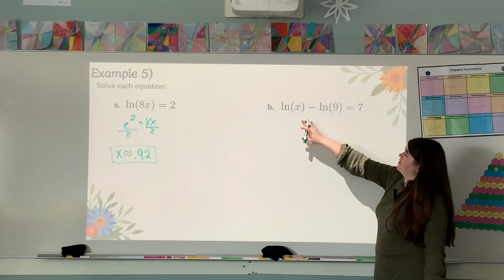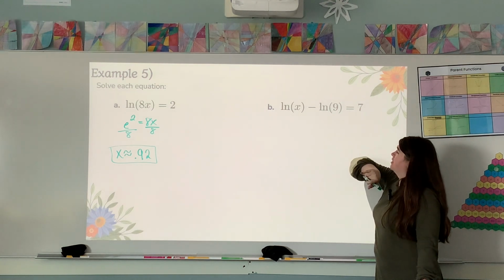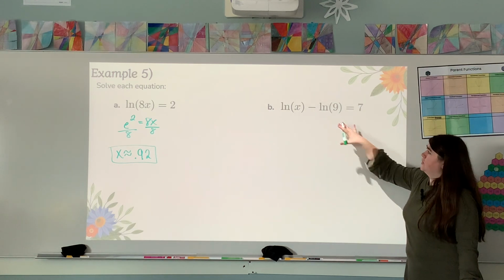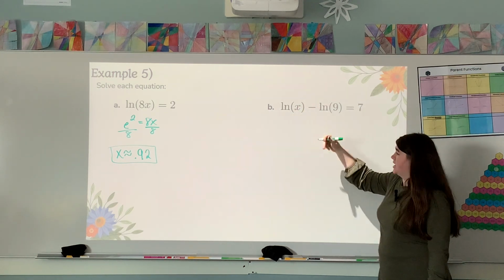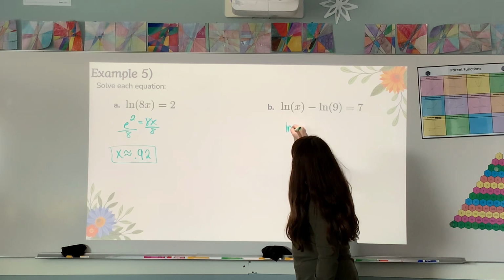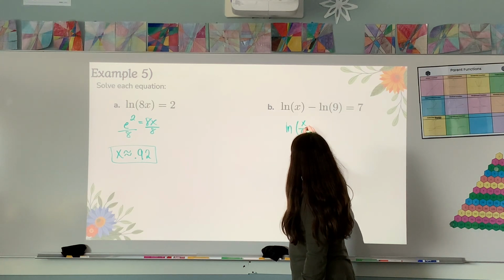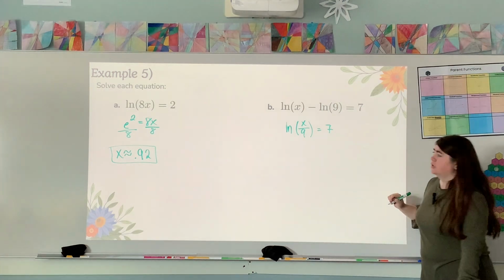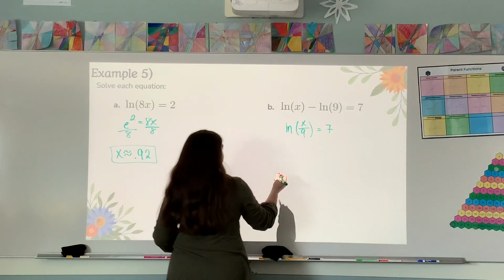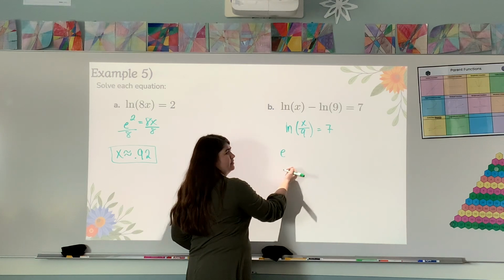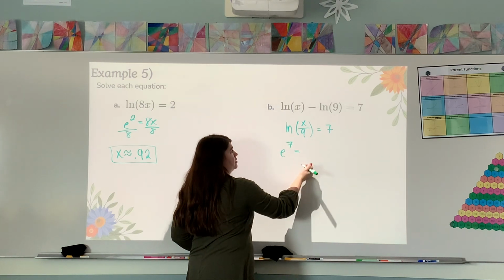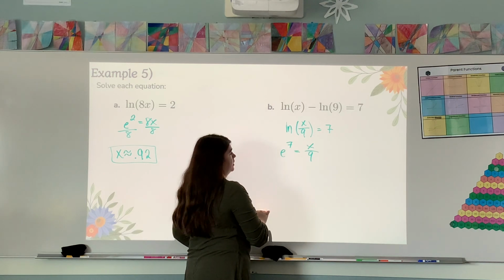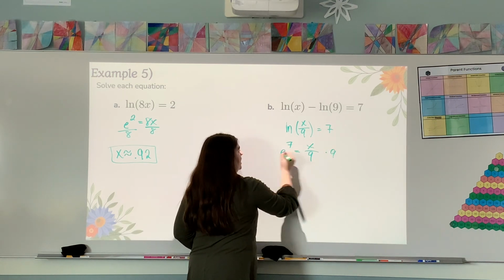So on this one, we have the natural log of x minus the natural log of 9 is equal to 7. What can we do with this stuff right here? Divide it. So I have the natural log of x divided by 9 is equal to 7. Now we're going to back the log. So we have what base? E to the power of 7 is equal to x divided by 9. How do we get x by itself? Multiply both sides by 9.